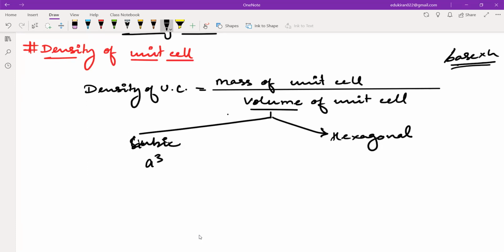So what is the area of the base? The area of the base is a hexagon, so it will be equal to 6 into √3 by 4 a square. This is the area of the base, that is hexagon, right? Do you remember or not? We derived it, right? And then we will multiply this by the height of the hexagonal unit cell, that is equal to c.